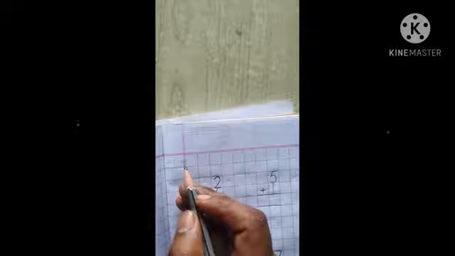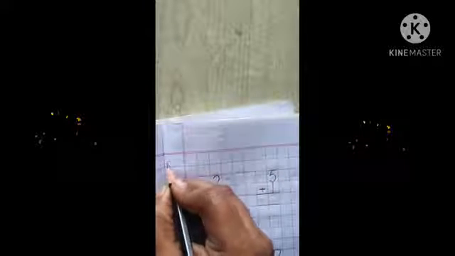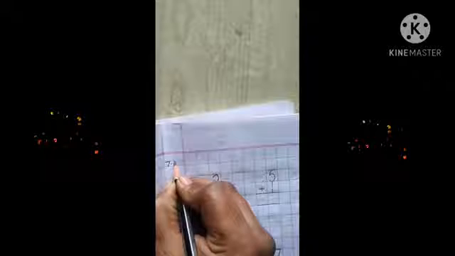Children, this is your maths copy. So now all of you are going to learn how to do addition in copy. See, this is your margin line. So all of you write today's date in the margin line like this.